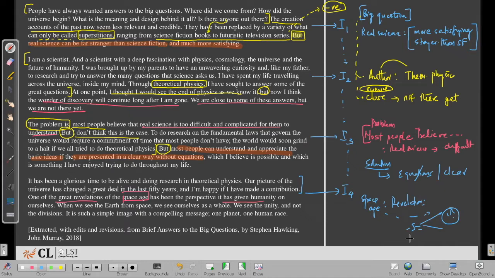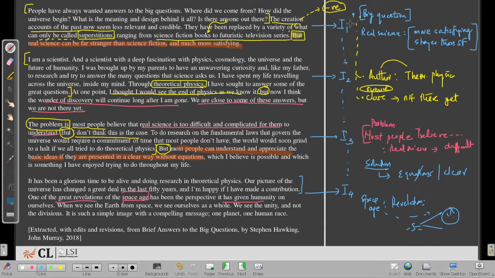But when you leave this passage, in your head, or you can even mark in the question paper, you can underline the key things that are there. I think the simple idea is this. First, there are big questions where people replace the creation account with something that I would call superstition and science fiction books and stuff. But according to me, real science is actually more satisfying. I have done it. I know the journey is going to continue, and we are not there yet.